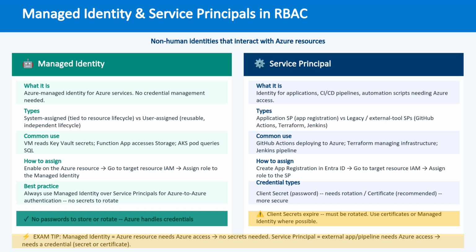1.1 relationship. Next is user assigned, independent lifecycle. Create once, attached to multiple resources. Good when you have many resources that need the same access. The magic of managed identity.